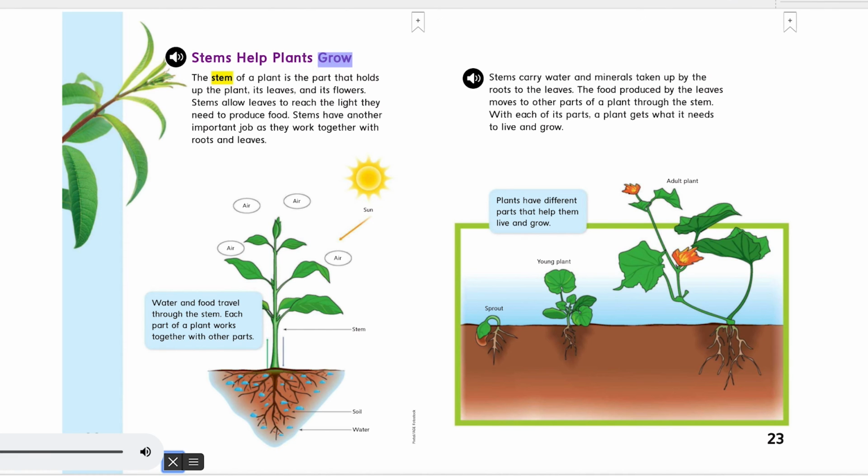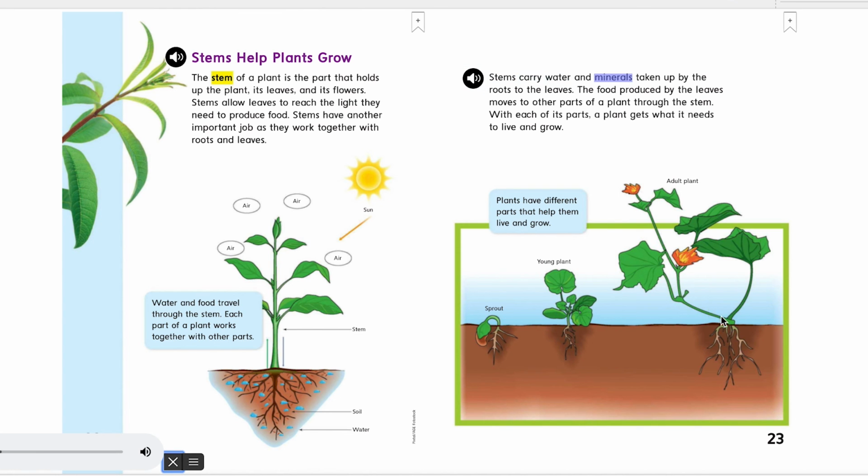Stems help plants grow. The stem of a plant is the part that holds up the plant, its leaves, and its flowers. Stems allow leaves to reach the light they need to produce food. Stems have another important job as they work together with roots and leaves. Water and food travel through the stem. Each part of a plant works together with other parts.